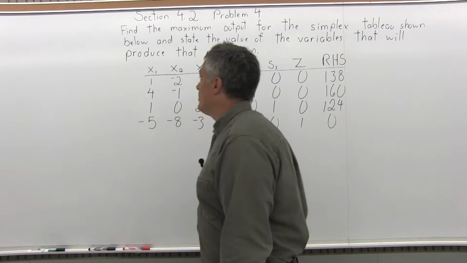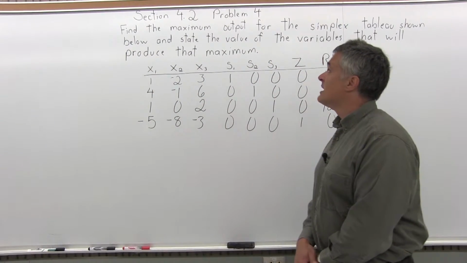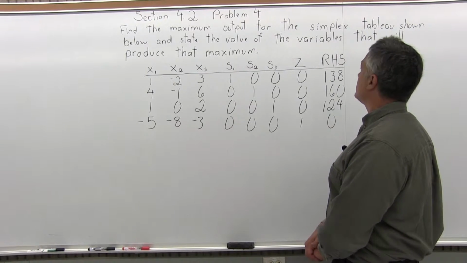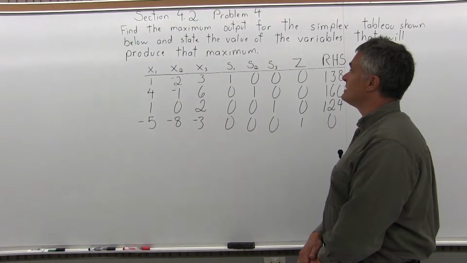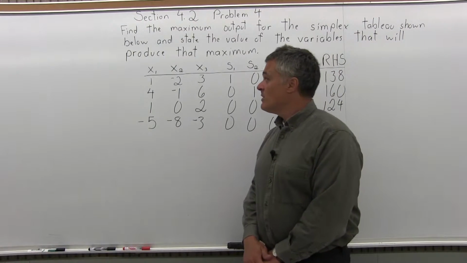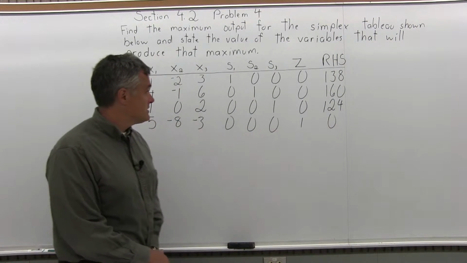This is Section 4.2, Problem 4. It says, find the maximum output for the simplex tableau shown below and state the value of the variables that will produce that maximum. So what we have is a tableau with 4 rows.